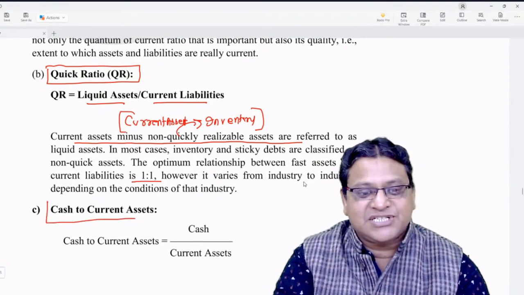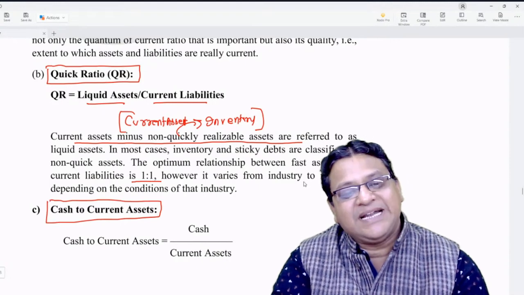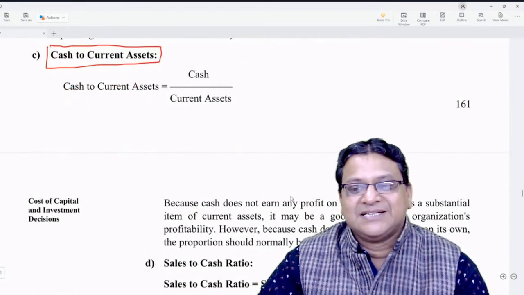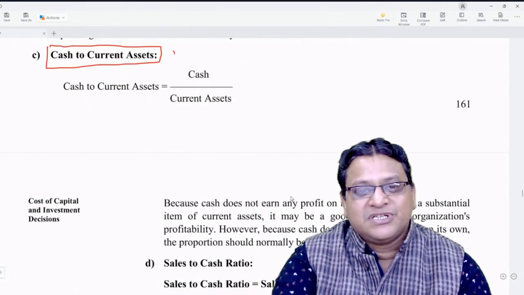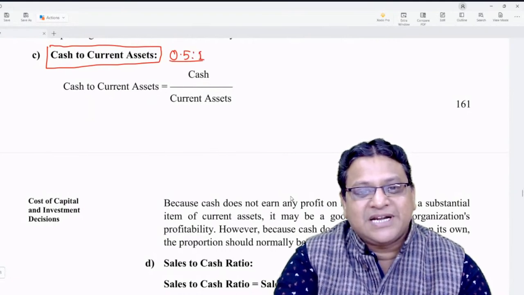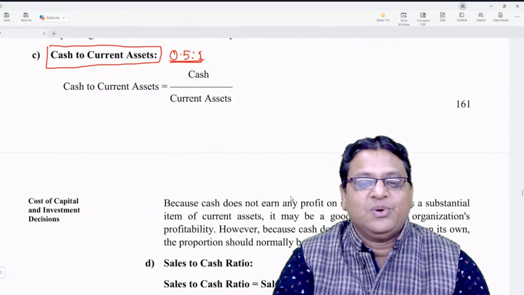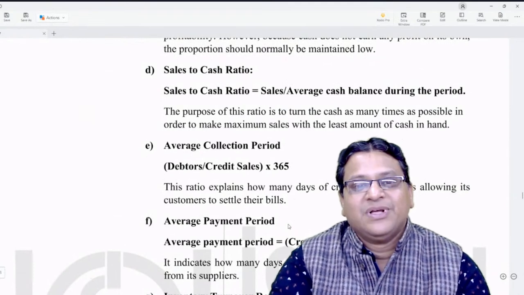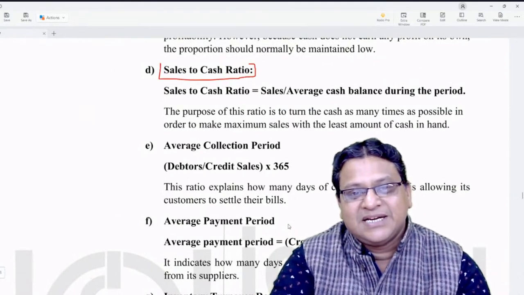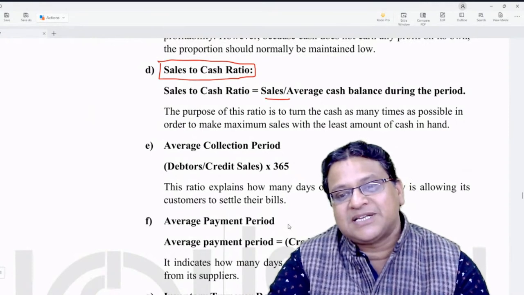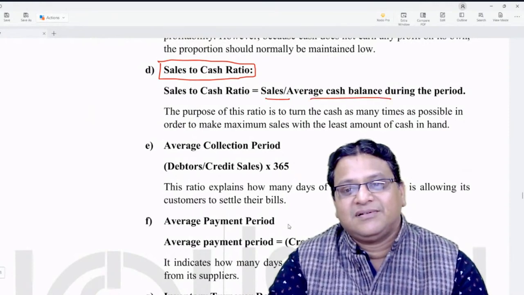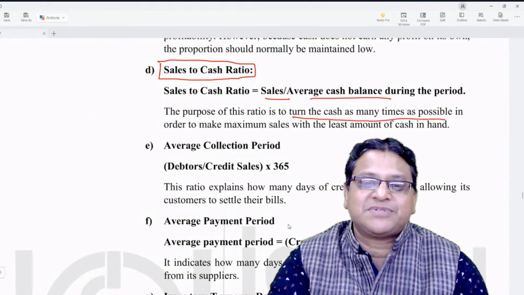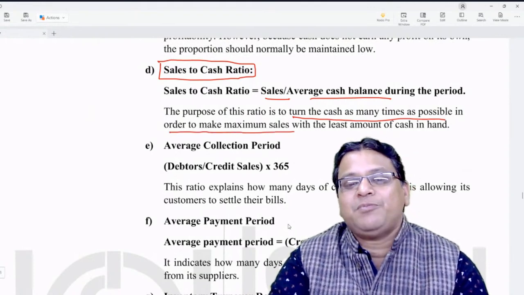Next one is the cash ratio. What is the cash ratio? The cash ratio indicates the percentage of cash a business has relative to its current assets. Generally, a cash ratio of 0.5:1 is treated as a rule of thumb. Next, we calculate some other ratios. One is known as the sales to cash ratio. In this case, we calculate sales divided by the average cash balance maintained in the organization. The purpose of this ratio is to turn the cash over as many times as possible to make maximum sales.